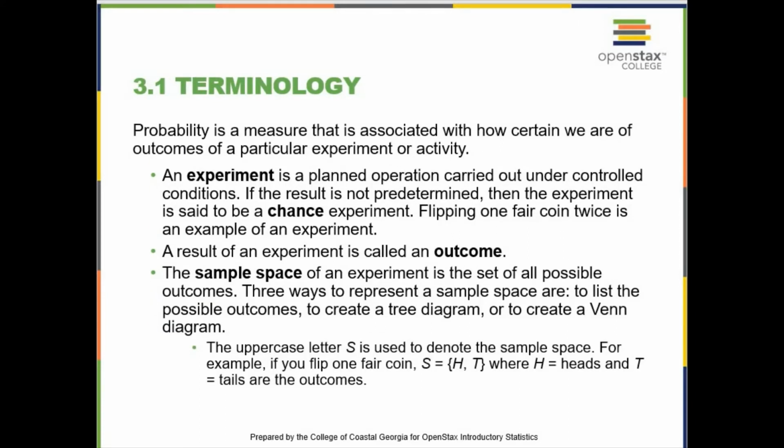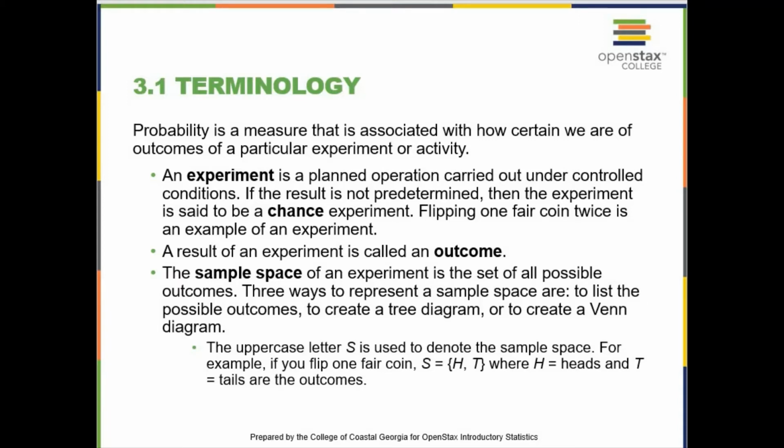Probability is the measure that is associated with how certain we are of outcomes of a particular experiment or activity. When we talk about an experiment, we mean a planned operation carried out under controlled conditions. If the result is not predetermined, then the experiment is said to be a chance experiment. For example, flipping one fair coin twice is an example of an experiment. The result of an experiment is called an outcome. So if we flip a fair coin, then heads or tails is considered an outcome of an experiment.